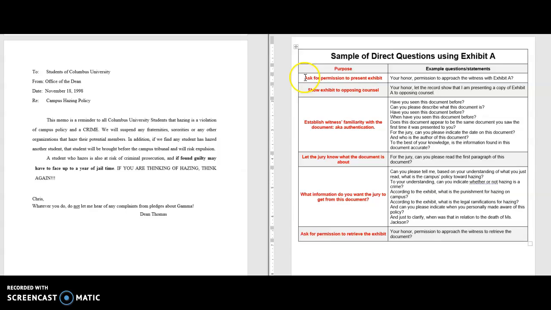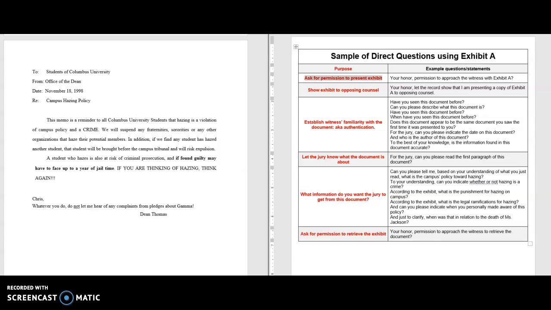The first thing you need to do is ask for permission from the judge to present the exhibit. This must be done regardless of which side you're on. You would say something like, "Your Honor, permission to present Exhibit A to the witness." The judge in mock trial will ask opposing counsel for any objections. They should have none, and then the judge will grant you permission.